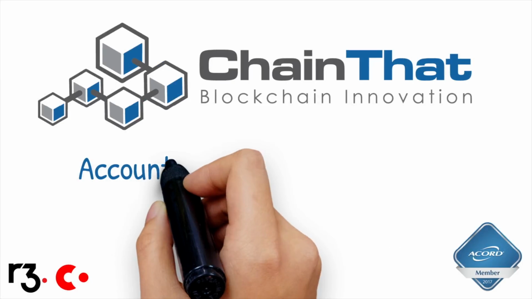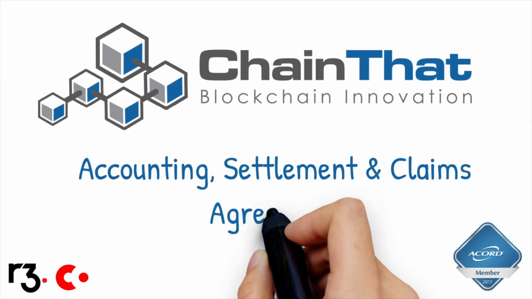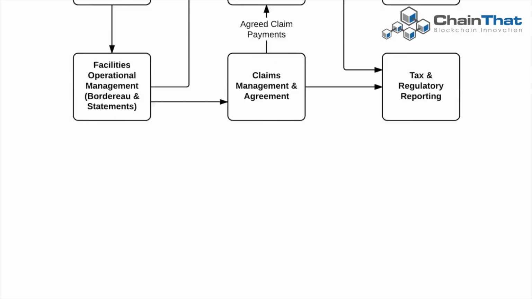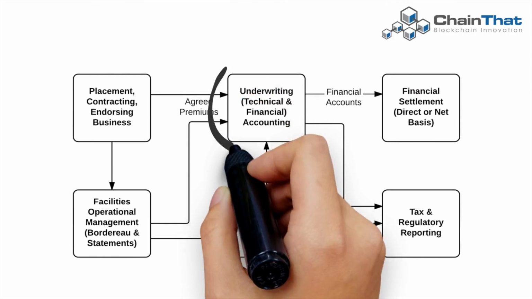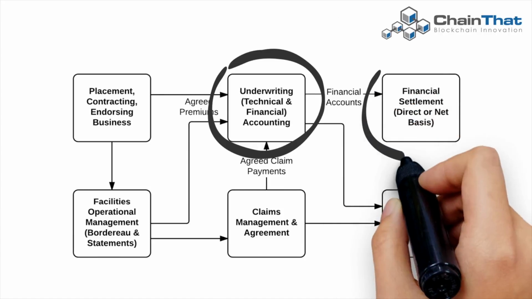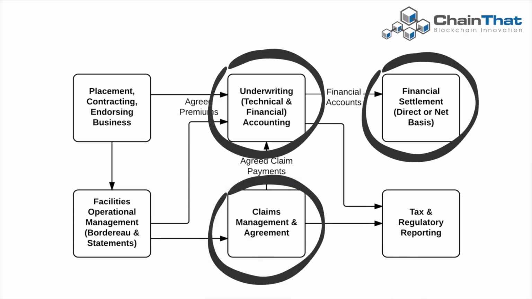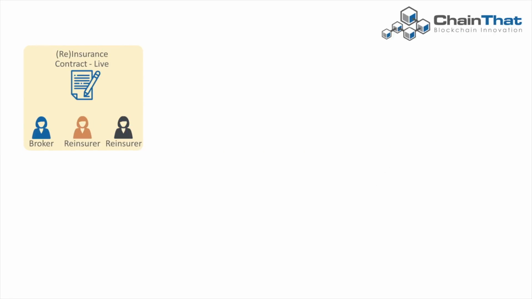This video provides a basic introduction and demonstration of ChainThat's accounting, settlement and claims agreement solution based on R3's Corda platform. In the commercial insurance processes, it covers technical and financial accounting, settlement on a net or direct basis, and claims agreement. The solution is designed to be backwards compatible with the Accord eBot and ECOT data standards and processes.